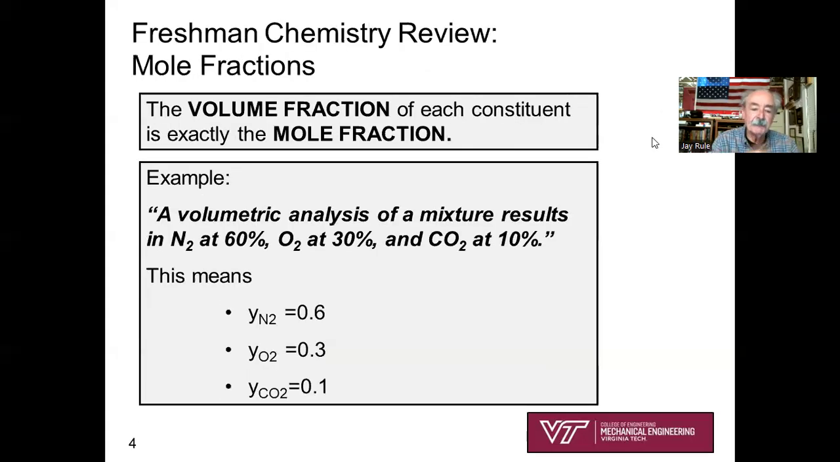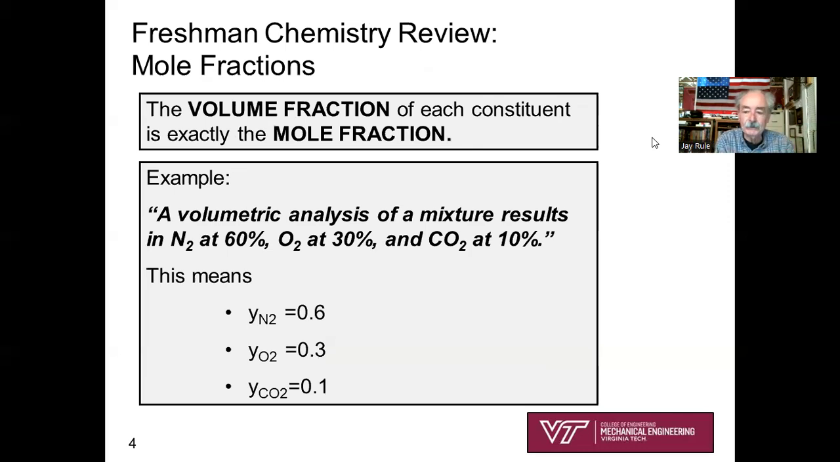Okay, and so, freshman chemistry review. I'm hoping you're thinking back about mole fractions that you covered either in high school or freshman chemistry. And you recognize that in a problem statement, if you were given the volume fraction of each constituent, that's exactly the same as saying the mole fraction.